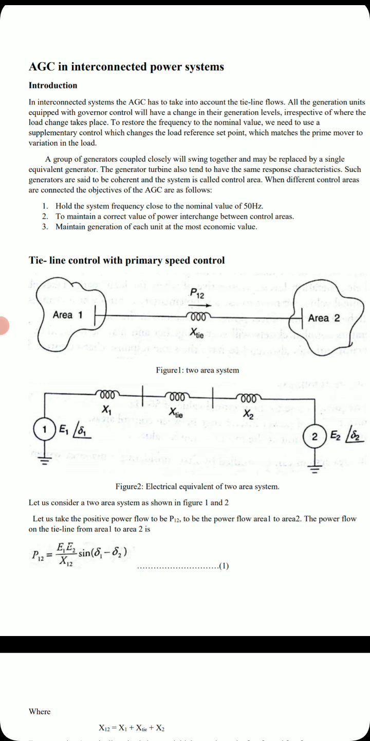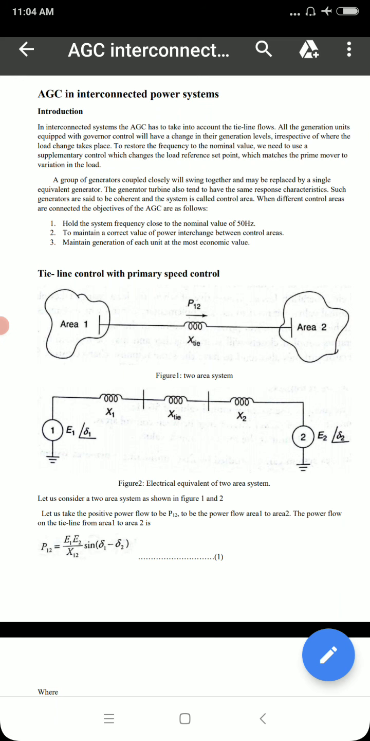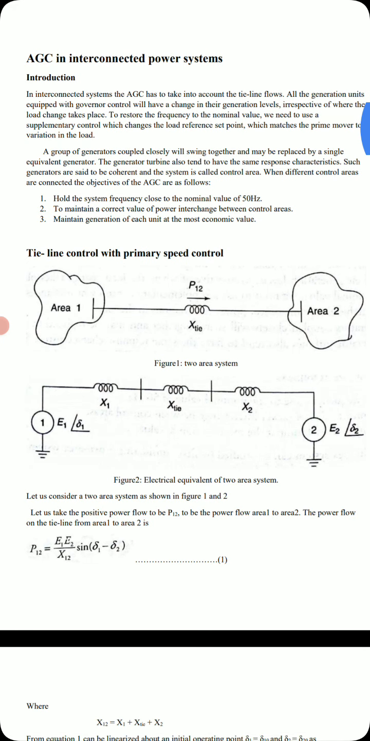That is tie line control with primary speed control. Consider this figure 1 where two areas are connected. Here you can see area 1 and area 2 connected with the tie line which has a reactance of X tie, and the power transfer from 1 to 2 you can take as P12. The power flow from 1 to 2 is taken as positive, flowing from area 1 to 2.